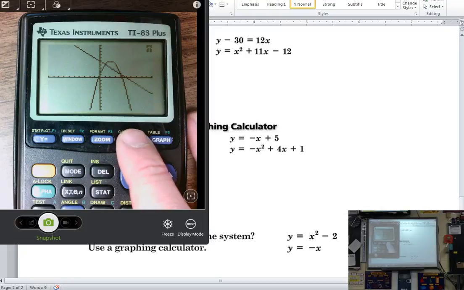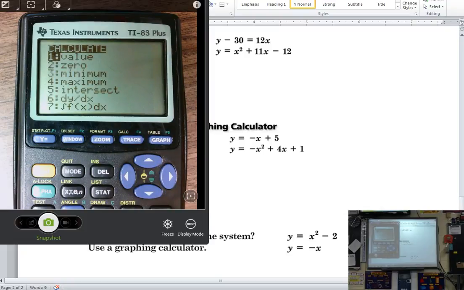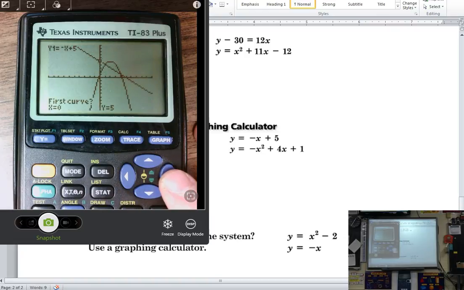Now, go to second trace, which is your calculate. We want to go to intersect, so just hit 5. Now again, you are on one of the curves. If I hit up or down, I will switch which function I'm on. But it doesn't matter. Notice at the bottom it's saying first curve. This is not left, right, guess. This is first curve, guess a point, second curve, guess a point, and then guess a point.